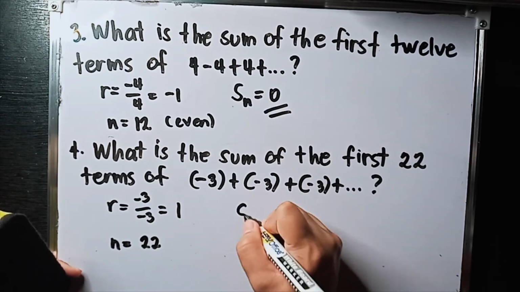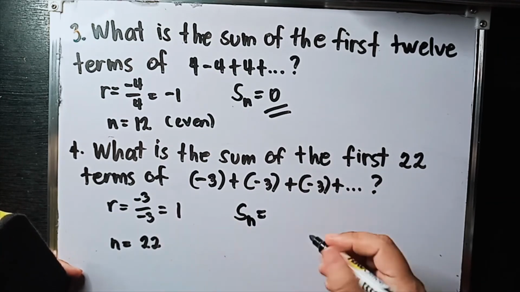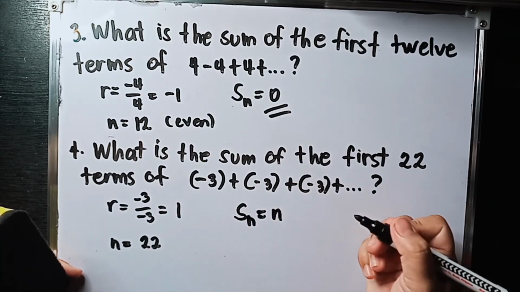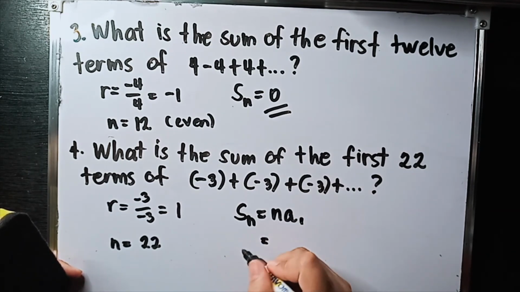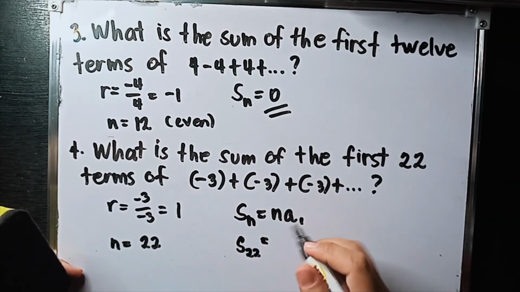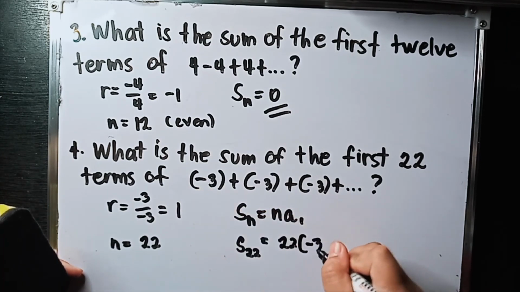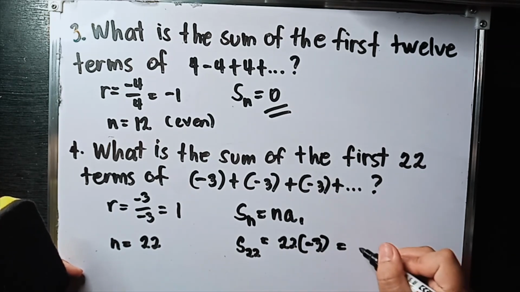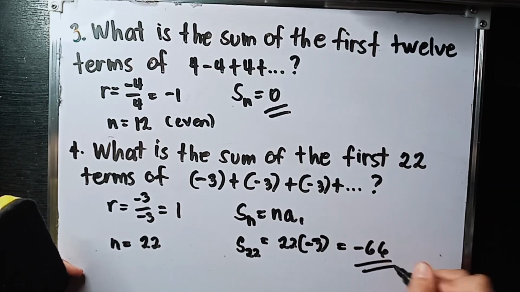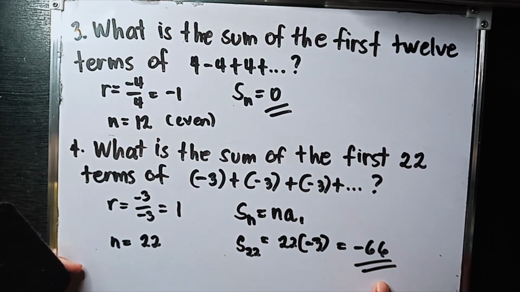So we will be using S sub n equals, since our r is 1, n times the first term. So S sub n, or we are looking for the 22nd term. So n would be 22 times the first term, which is negative 3. We simply multiply. 22 times negative 3 is negative 66. So this is the sum of the first 22 terms of this series, negative 66.